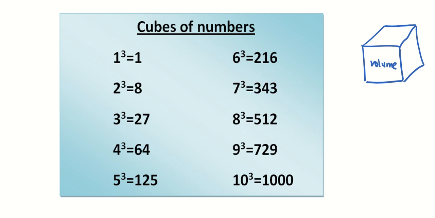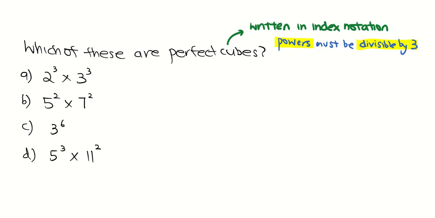Now we come to perfect cubes. This is the list of the first 10 perfect cubes when I cube from 1 to 10. All these highlighted numbers are actually possible values of the volume of a cube. By definition, perfect cubes, when written in index notation, all powers must be divisible by 3.